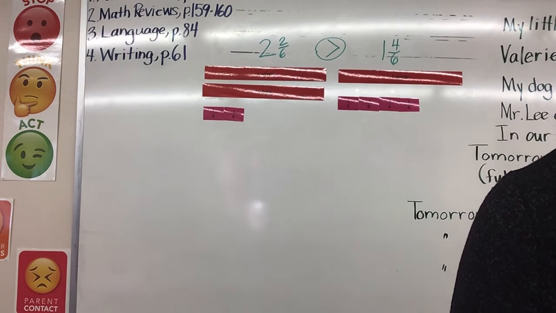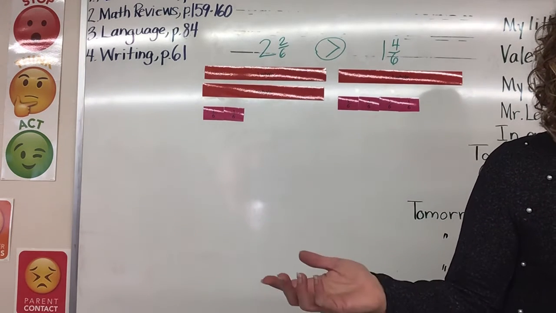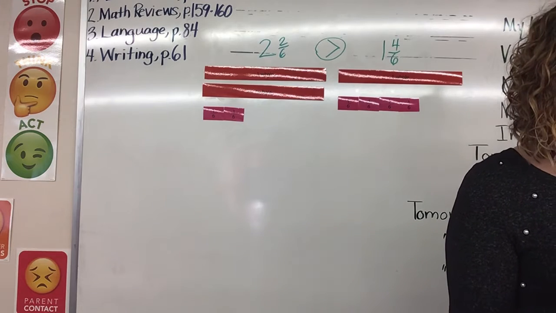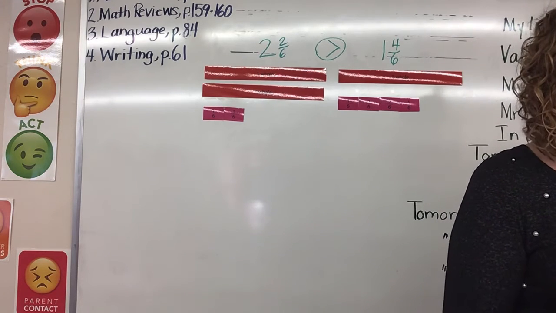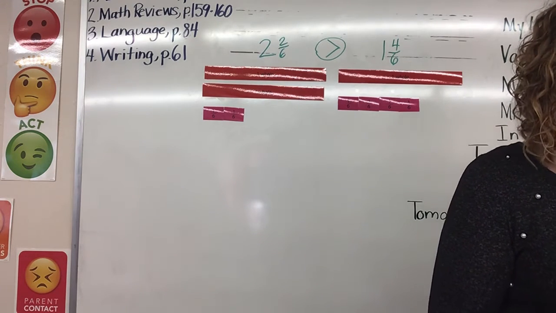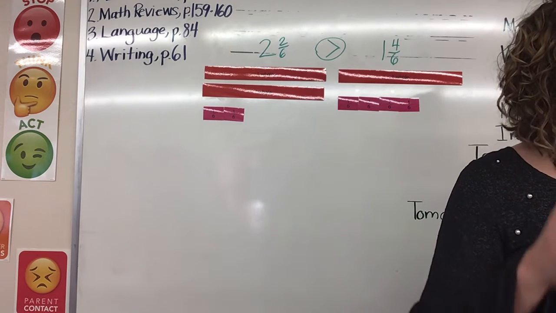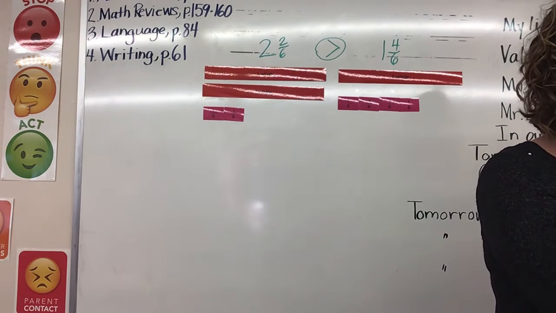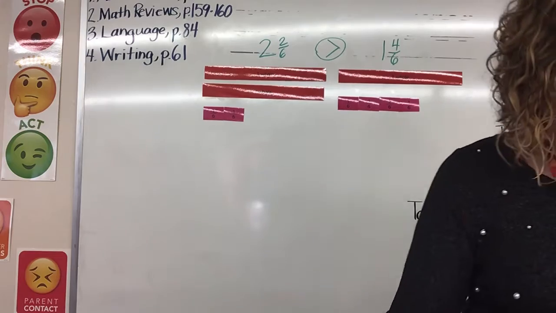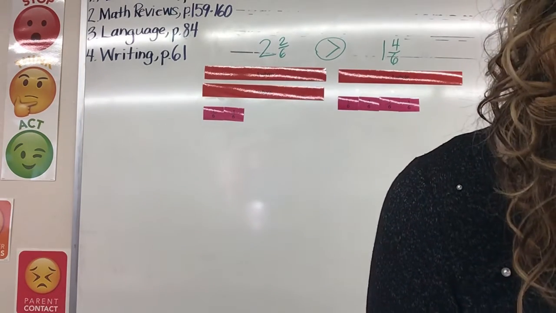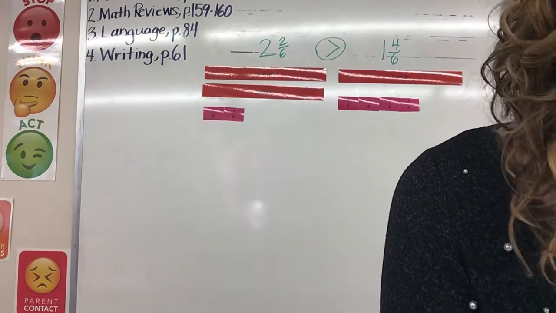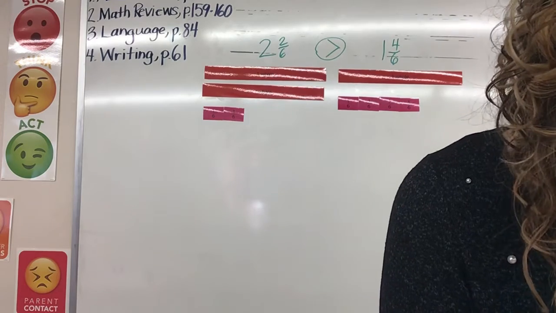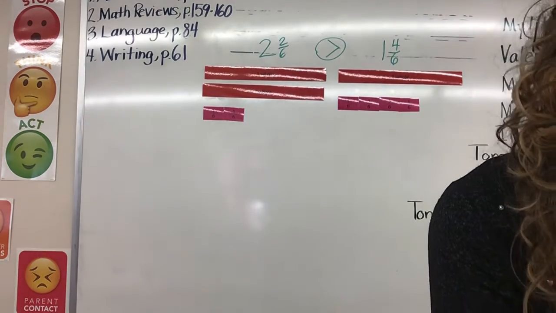We have 2 and 3/6, and then we have 2 and 5/6. The whole number's the same, so you compare by the fractions. Which one's bigger? 2 and 5/6. That would be the 5/6. So we would write 2 and 3/6 is less than 2 and 5/6. All right, the next one.